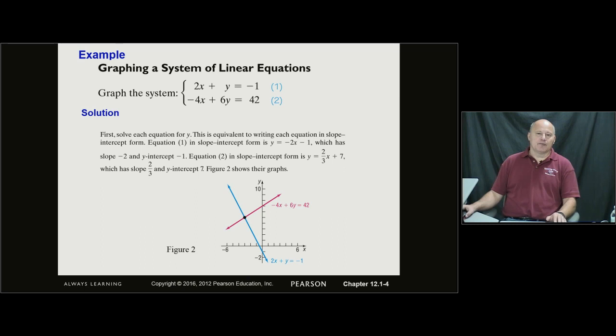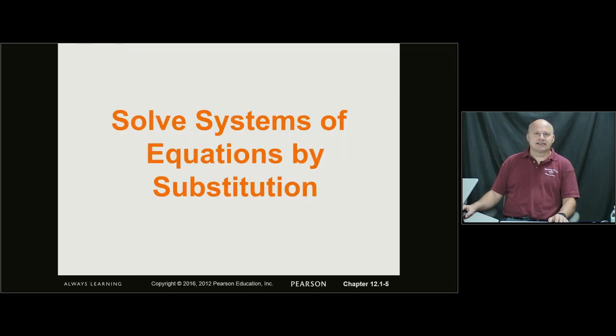Sometimes, if y is already solved for, or one of the variables is already solved for, it's best to use substitution. But on this equation right here, I would probably have used the elimination method. I'm going to start with this problem right here and do it by the substitution technique. So let's look at solving a system of equations by substitution.